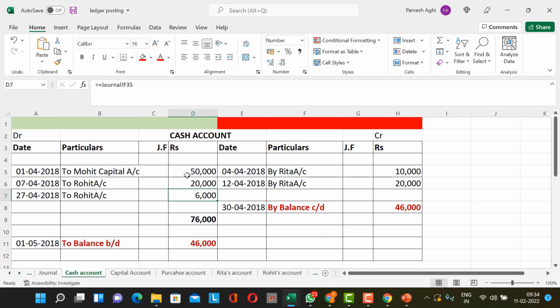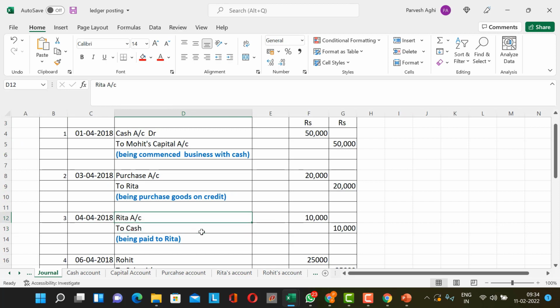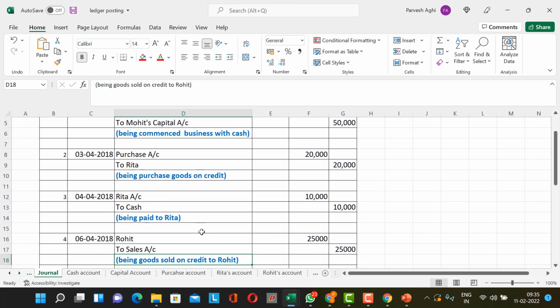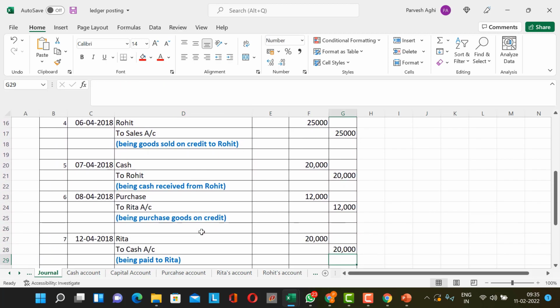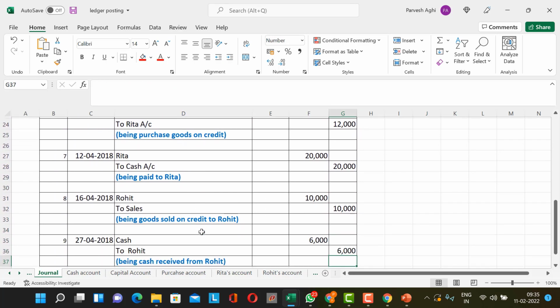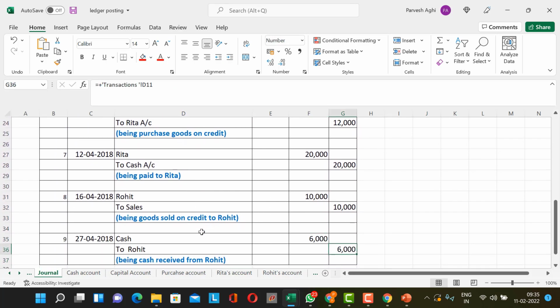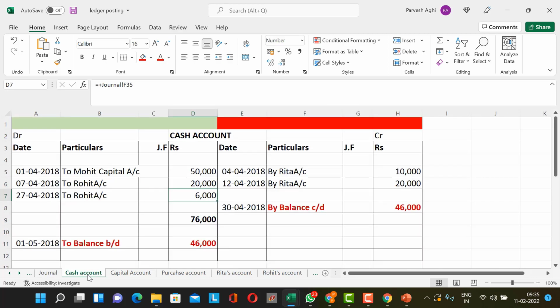Okay, and 6,000 again we received. So if you go here, we can see that there were two transactions where we received cash. Okay, so cash to Rohit. So this is 20,000, which is getting posted to the cash account. Okay, and then again there was a last transaction, cash to Rohit, 6,000. So he paid 6,000 and 20,000, which is coming in the cash account here. Okay, so 50,000 receipt from Mohit when he started the business. Then Rohit gave us 20,000 and 6,000. Fine. So total money received in cash was 76,000.